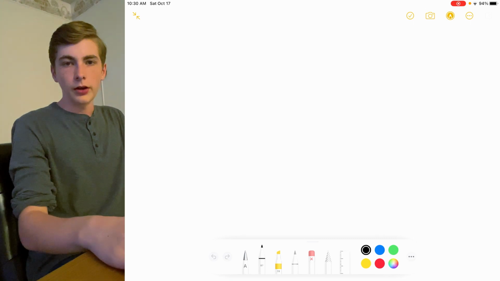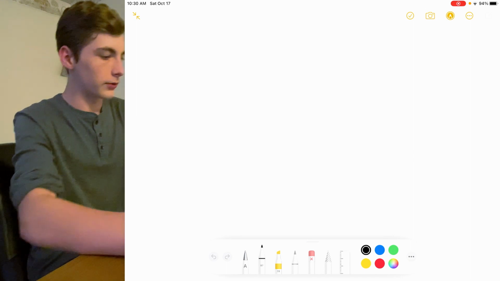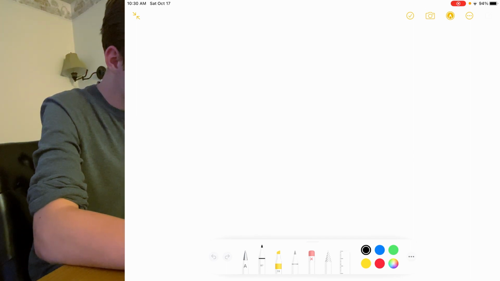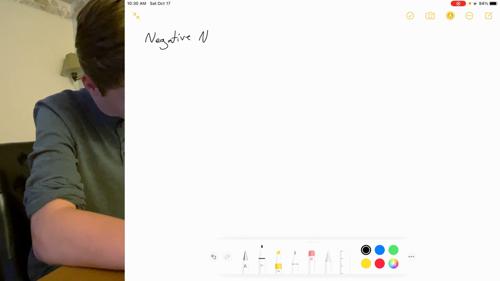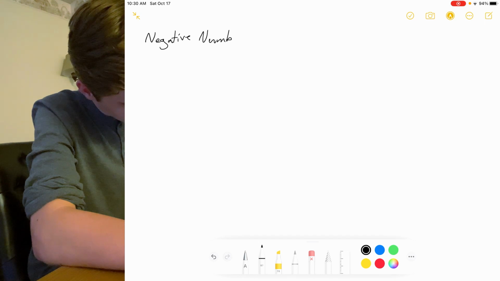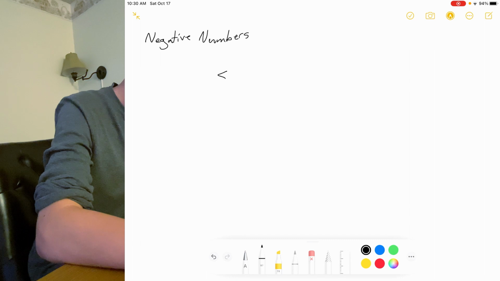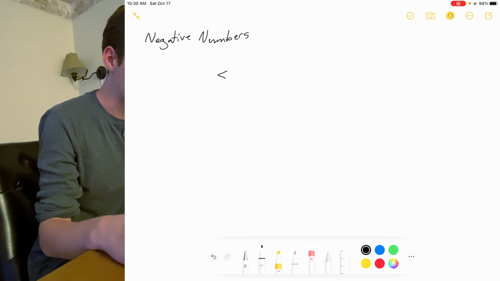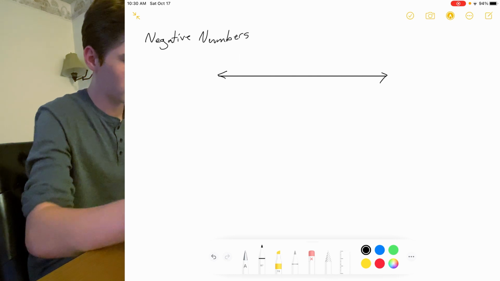So the first thing we're going to go over is, what are negative numbers? So I'm just going to write here, negative numbers. That's what we're dealing with today. And when we're working with negative numbers, I think it's always helpful to look at the number line, because that really displays where we see these numbers.